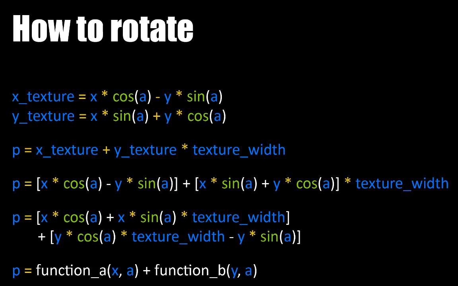It means that in order to find our pointer to the texture buffer, we need to add two values that are totally independent from one another. You will see soon why this is very important.